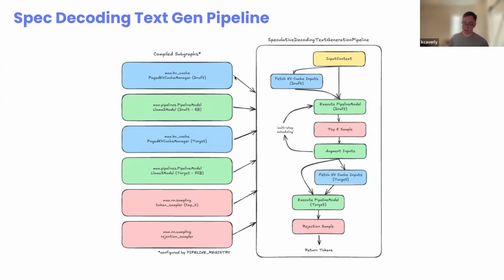Now that we've expanded this a lot for performance and a few different reasons, we'd love to get to the point in which each of these objects, namely the cache manager, the pipeline model, and the sampler, are all treated as subgraphs. And the pipeline is essentially responsible for orchestrating these subgraphs and creating a single max graph that we can then compile and execute against.